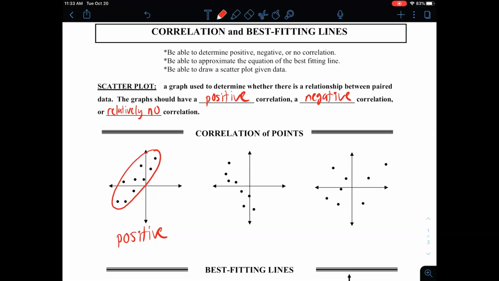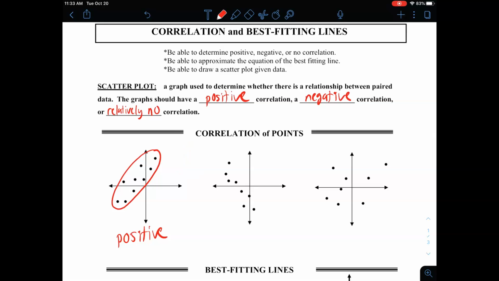Okay. And the way you can tell if it's a strong correlation is by how skinny the circle we drew is. If it's really skinny, like this, that's a super strong correlation. Whereas if it's like a circle, that is going to be no correlation, okay?